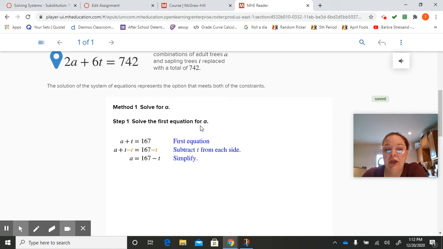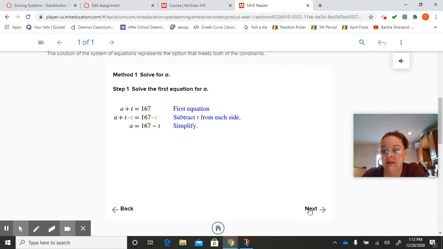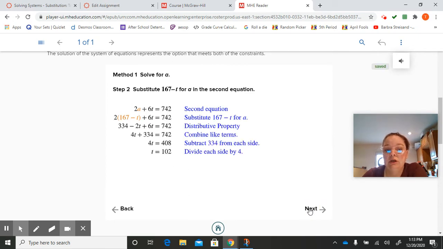When solving for A first, we get A equals 167 minus T, right? We just subtracted T from both sides, moved it over. So we're going to take 167 minus T and substitute it into our second equation. So it becomes 2 times the quantity 167 minus T plus 6T equals 742.